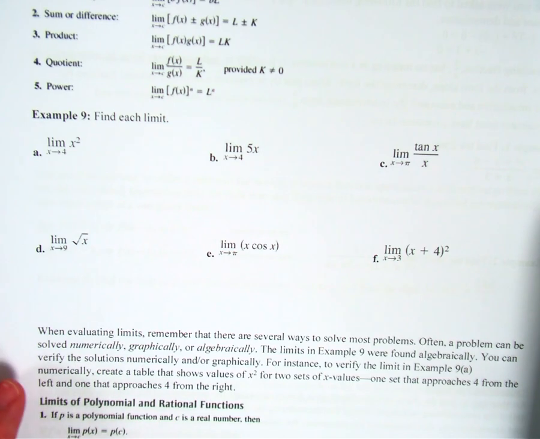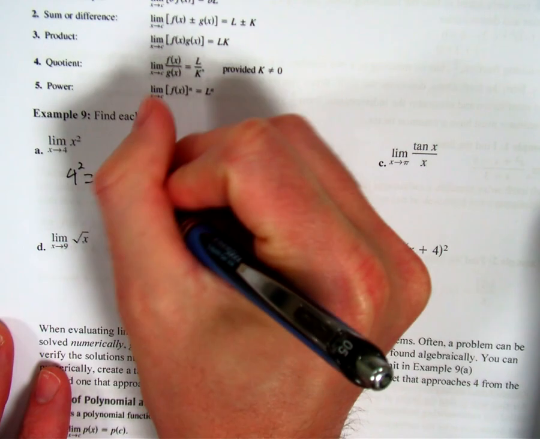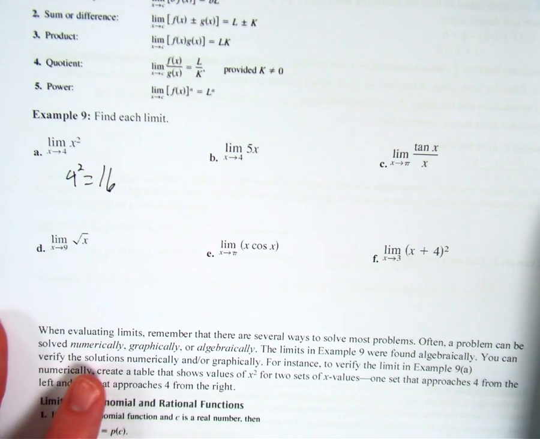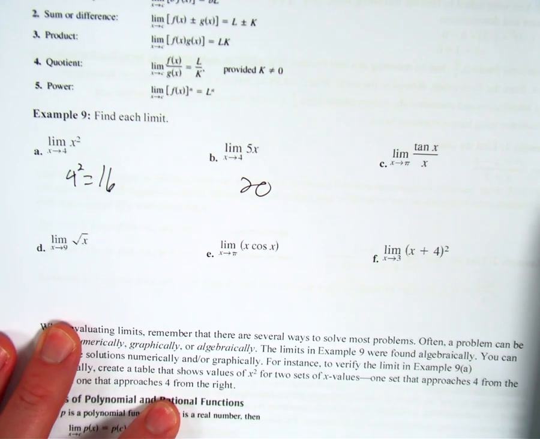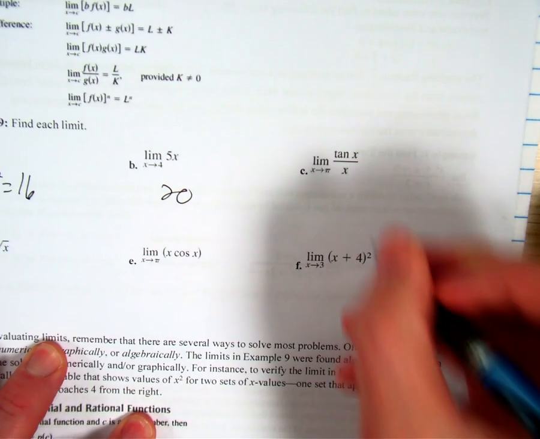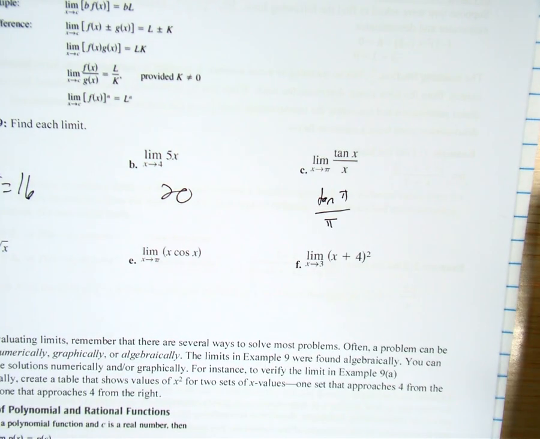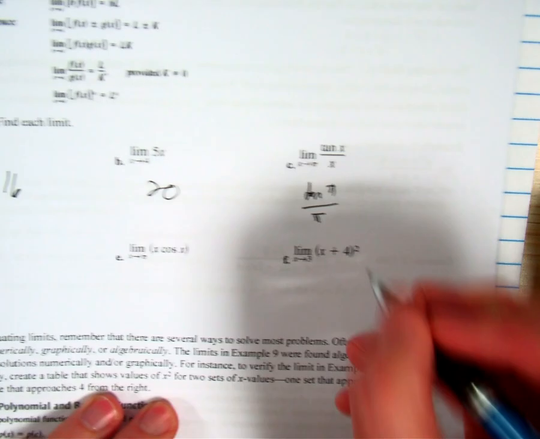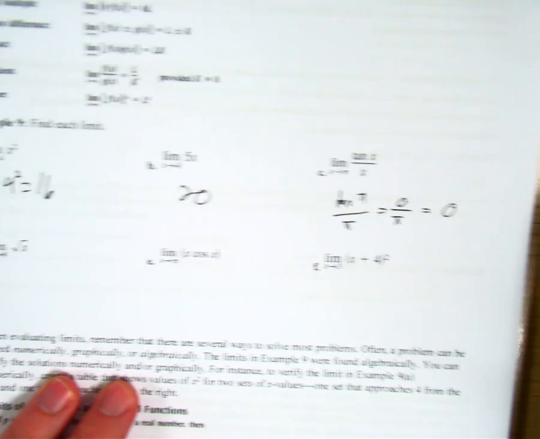All right, let's see what we got. A lot of these we can just plug in. So 4 squared, no sweat, that's 16. 5 times 4 is going to be 20, no big deal. Tangent of pi over pi. Tangent of pi, that's sine over cosine. Sine of pi is 0, cosine of pi is negative 1. 0 divided by negative 1 would be 0, and 0 over pi would be 0.